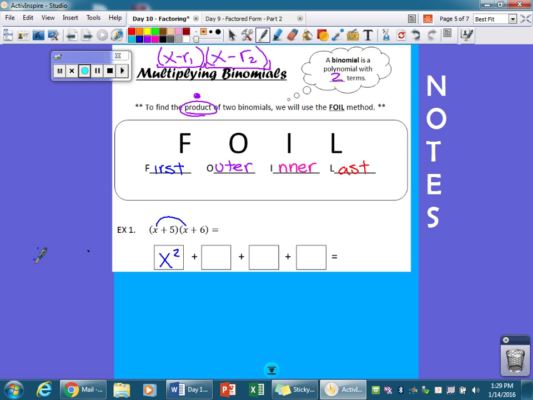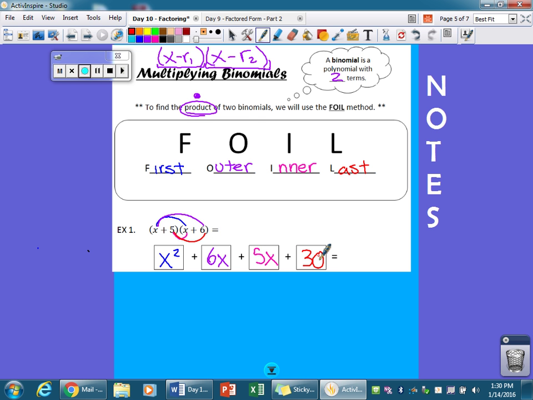Now I'm going to do the outer. It's called outer because they're the outside ones. So x times 6 is 6x. Now, inner. Inner are those two numbers in the middle here. We have 5 times x, which is 5x. And now we have our last. Our last are our last two numbers. 5 times 6 is 30.